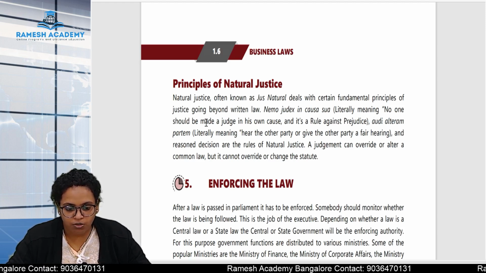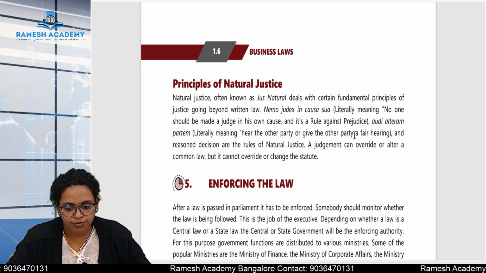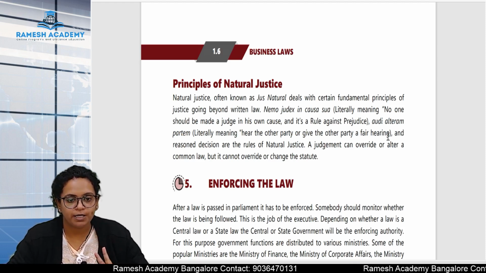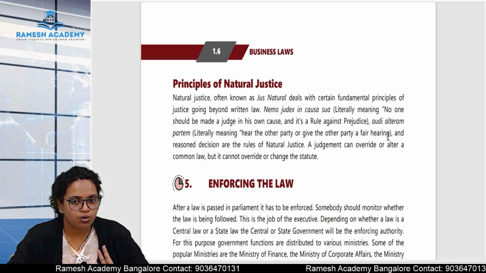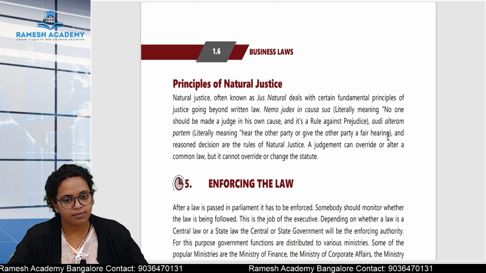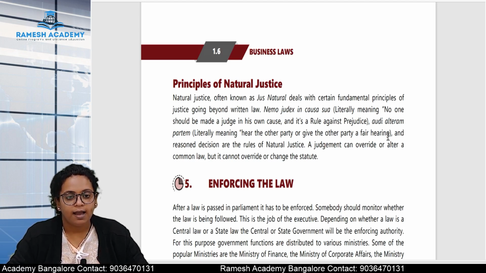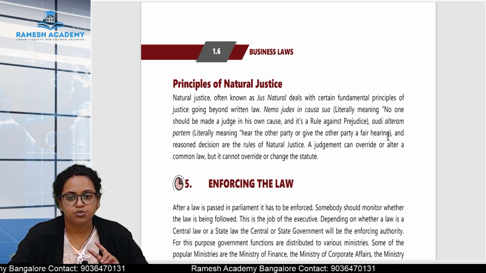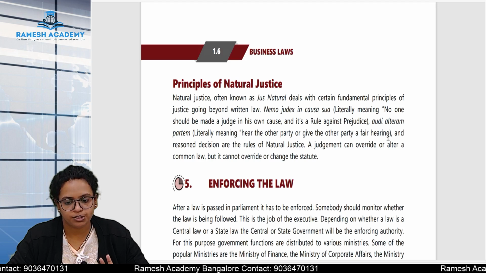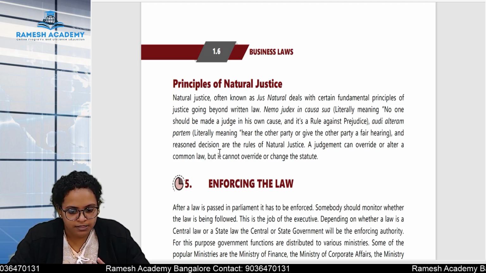Then audi alteram partem. The literal meaning is, hear the other party or give the other party a fair hearing. There are always two parties to a case, so the court should not hear only one party. It should also hear what the other party says and take a proper decision. Once both the parties have spoken, then the proper decision has to be made in a case. The reasoned decision is among the rules of natural justice.